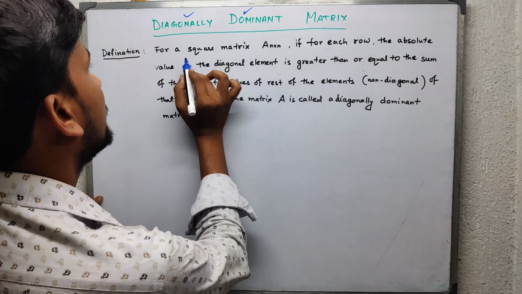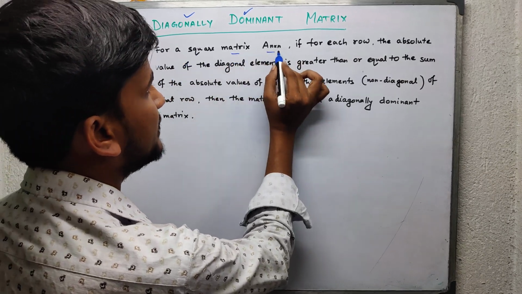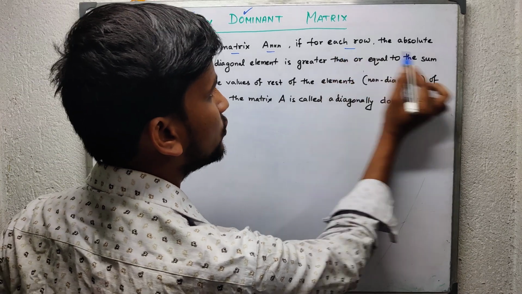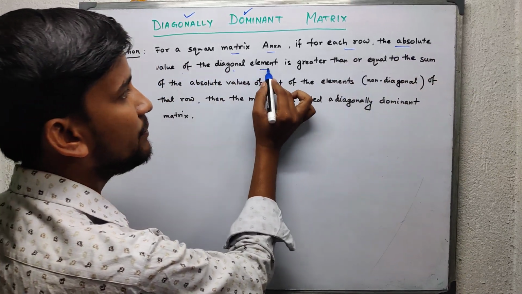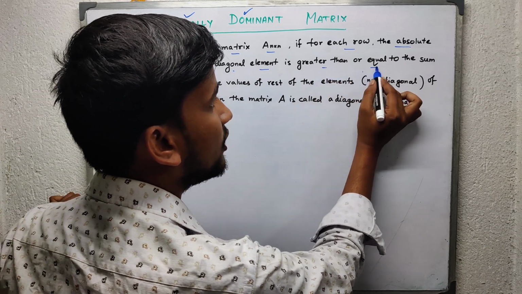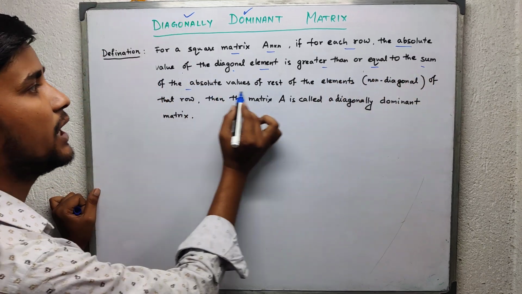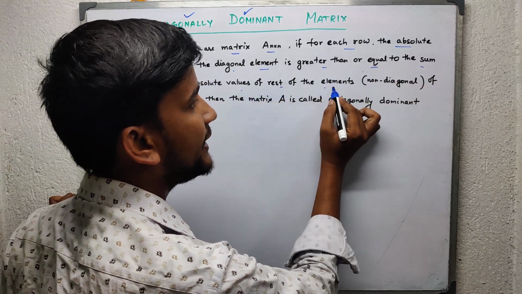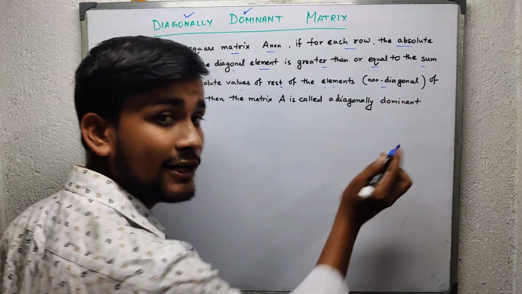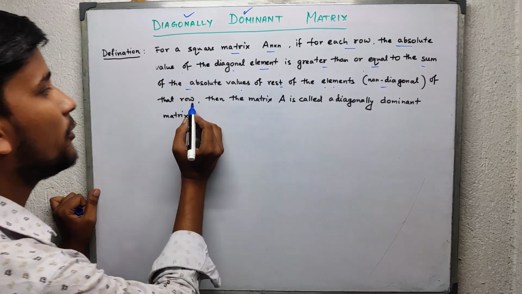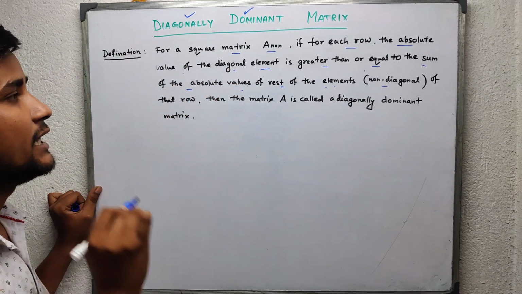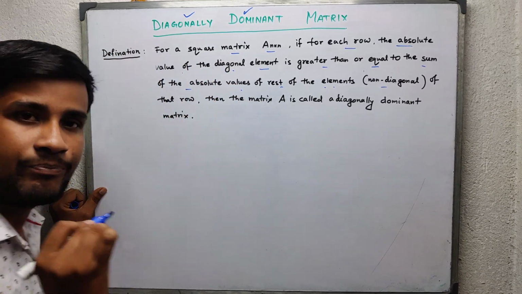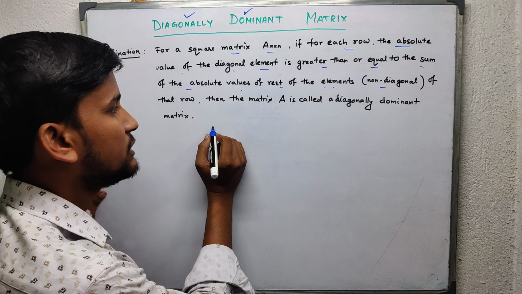Okay, see, for a square matrix A, suppose n by n, if for each row the absolute value of the diagonal element is greater than or equal to the sum of the absolute values of the rest of the elements, that is the non-diagonal elements of that row, then the matrix A is called a diagonally dominant matrix.